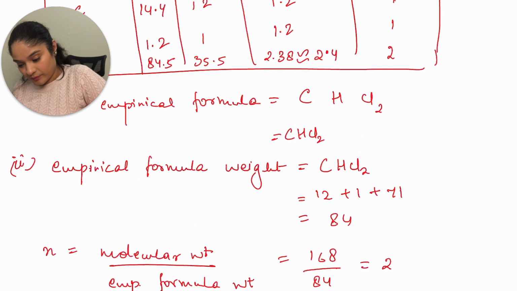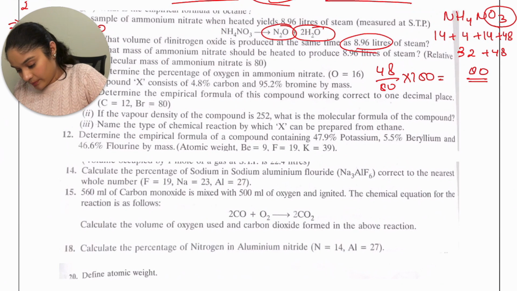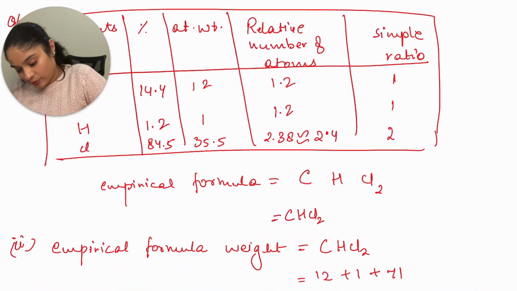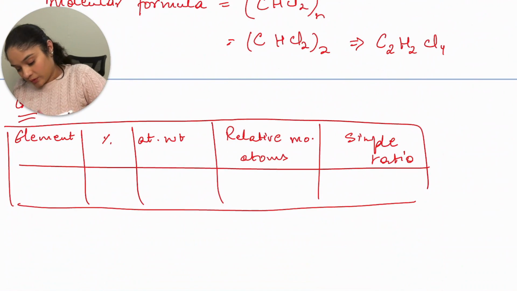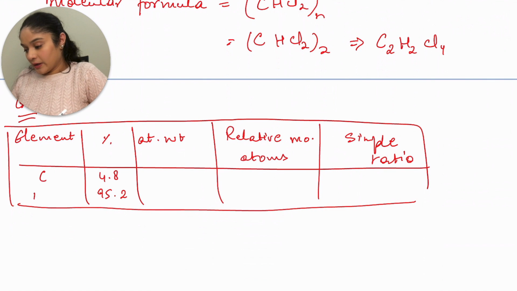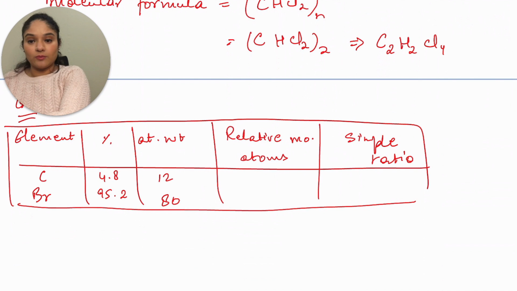Okay, so what all do we have now? Let's see. Question number 11: I have carbon and bromine, 4.8 and 95.2. We have carbon and bromine, and the atomic weights for carbon is 12 and for bromine is 80. Now I have the basic information that I need.